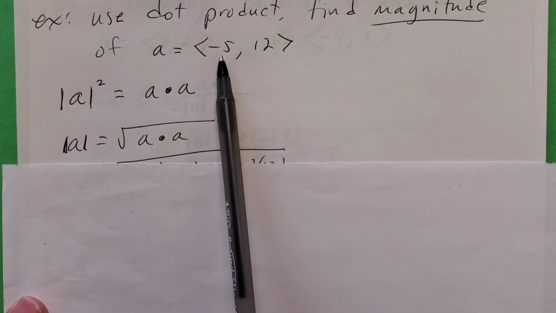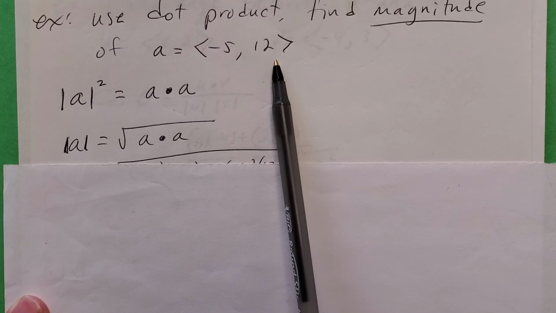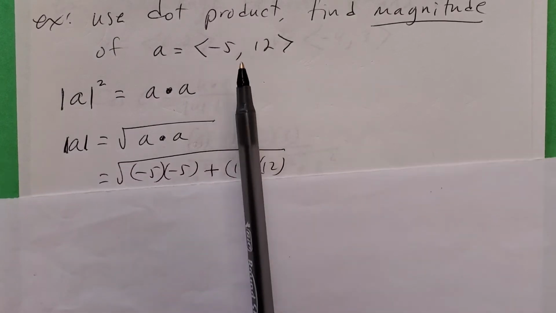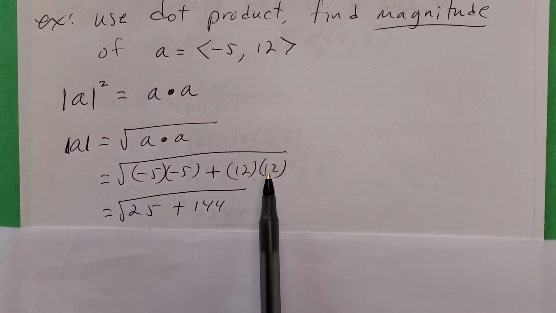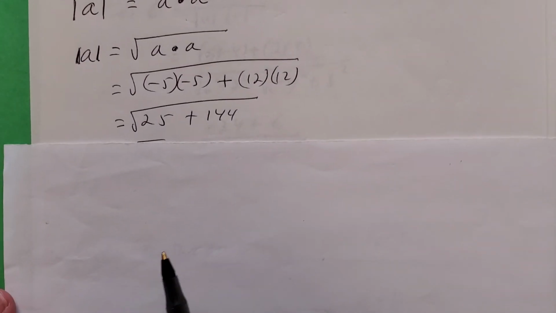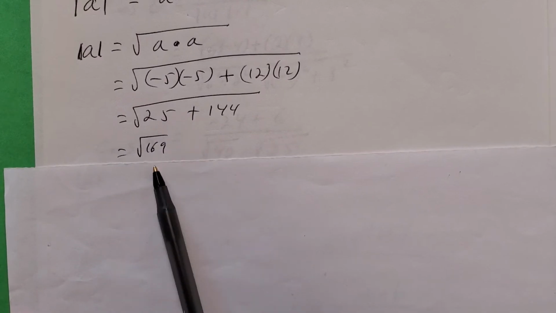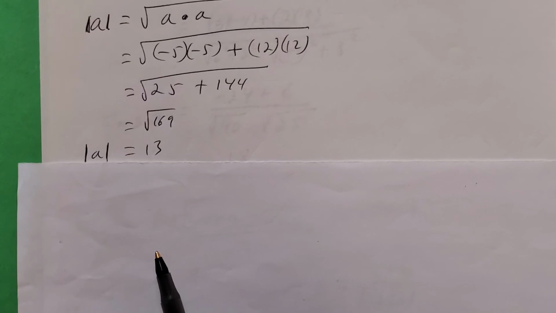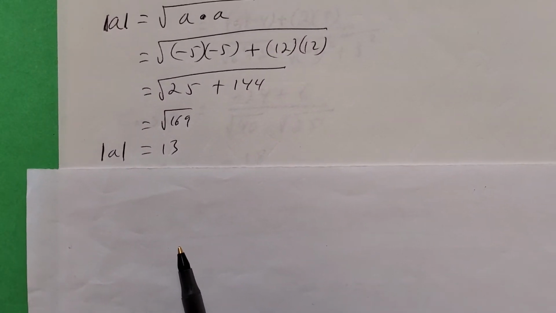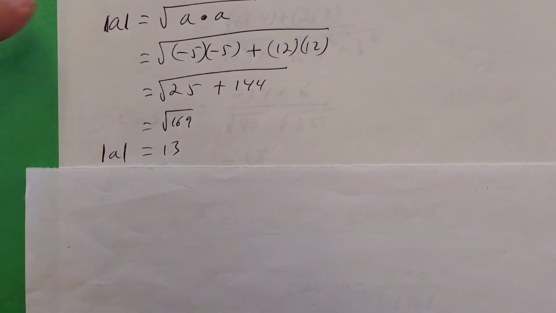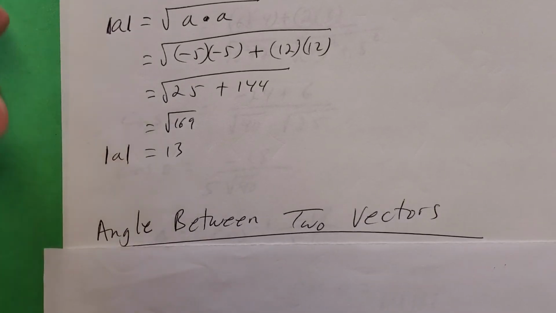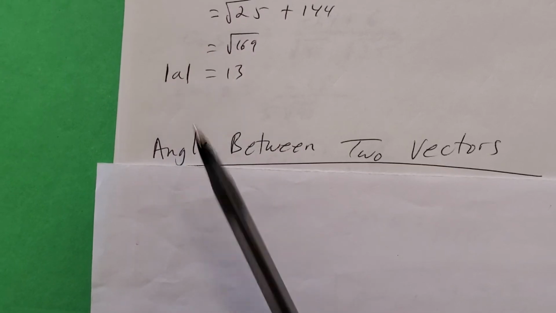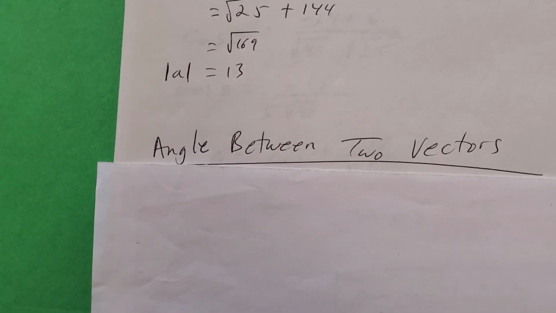Well, I guess it's -5 times -5, 12 times 12, and then add the 2. But isn't -5 times -5 the same as -5 squared plus 12 squared? So you can jump ahead and get the answer. Square root of 169 is a whole number, so we write the whole number. I found the magnitude of A. Okay? So I used a dot product to find the magnitude of a vector.